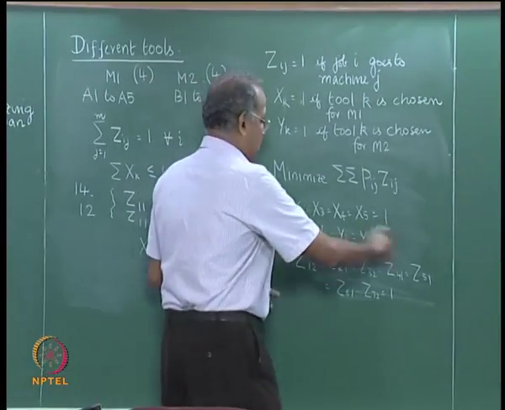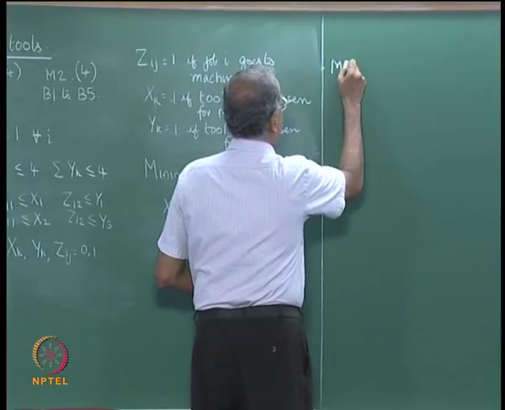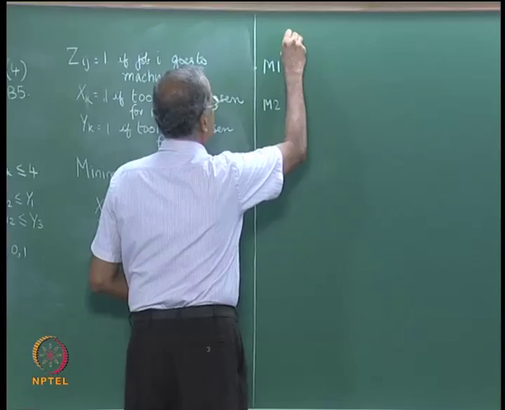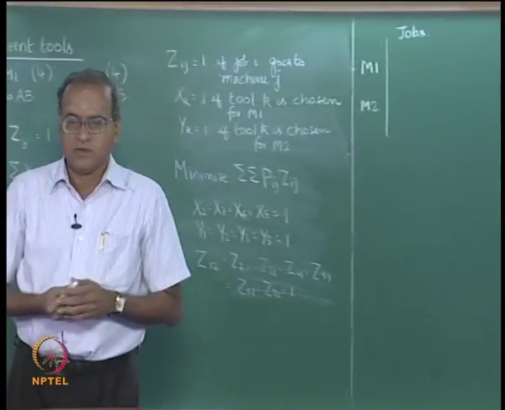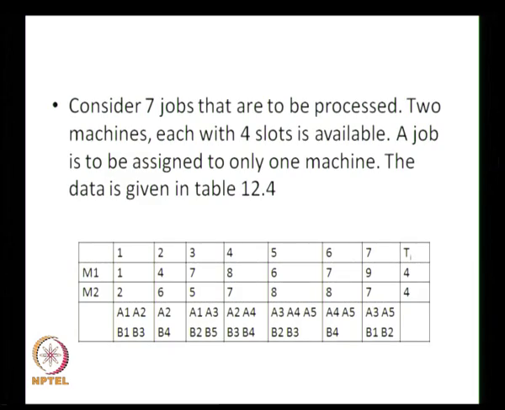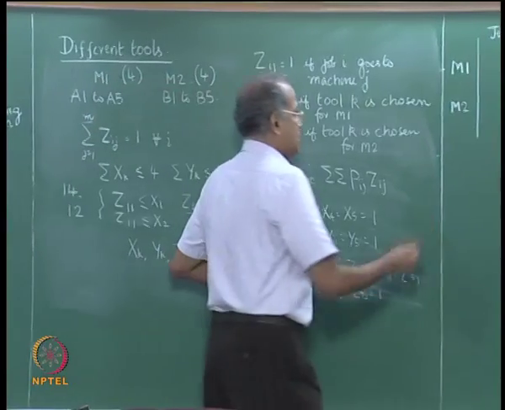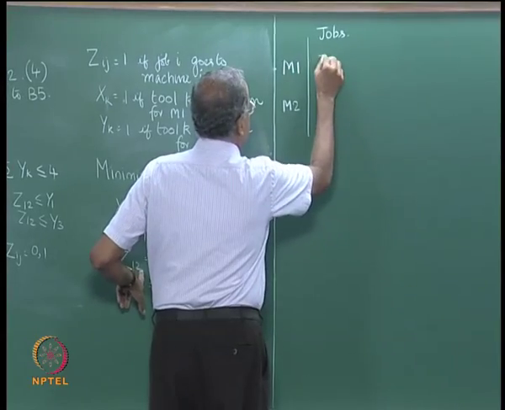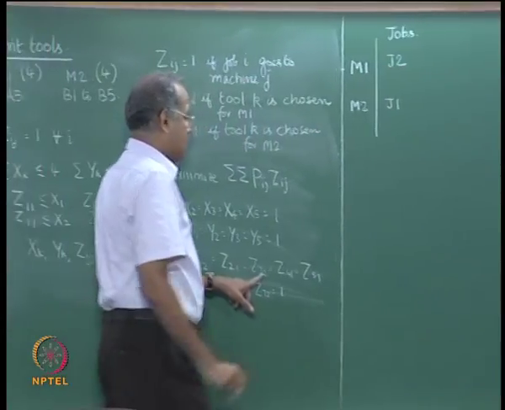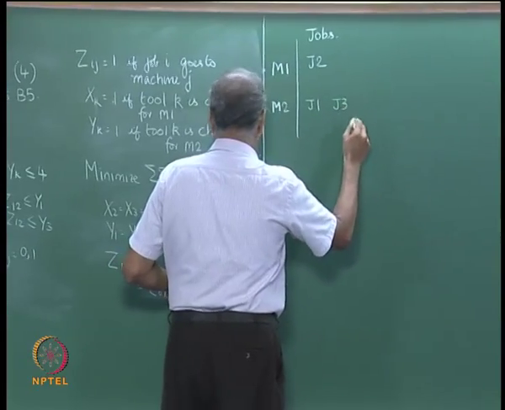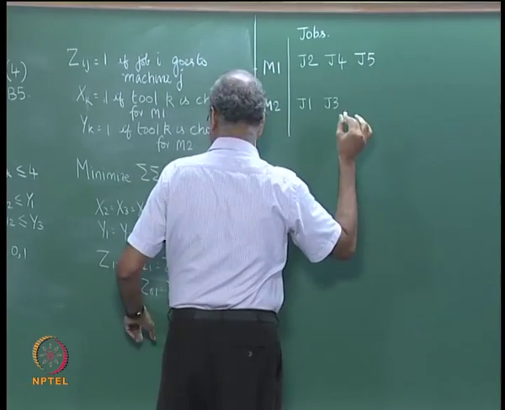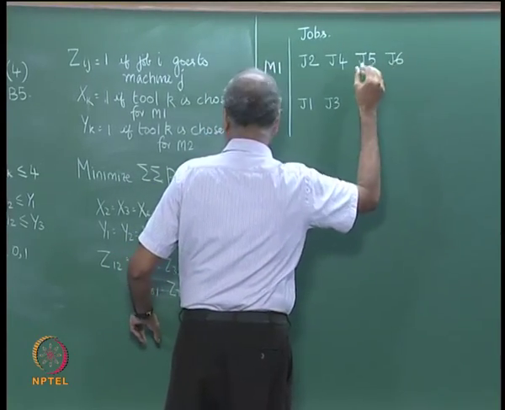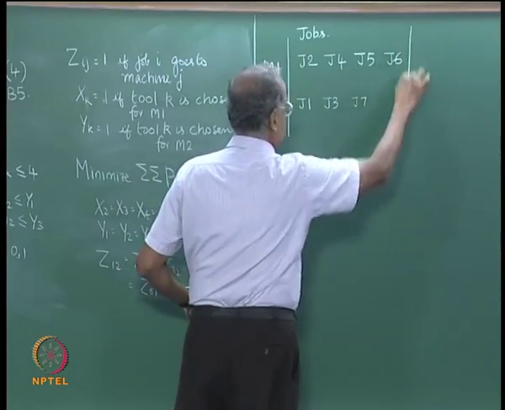Now, from this solution we assign, this is M1, this is M2, these are the jobs. So, let us go back to this. Job 1 goes to machine 2, job 2 goes to machine 1, job 3 goes to machine 2, job 4 goes to machine 1, job 5 goes to machine 1, job 6 goes to machine 1, and job 7 goes to machine 2.